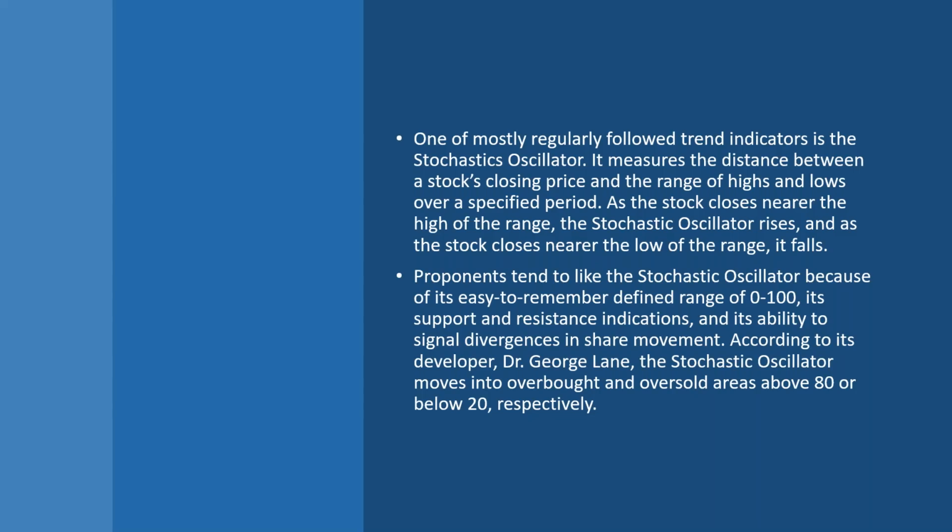So proponents tend to like the stochastics oscillator because of its easy to remember defined range of 0 to 100, its support and resistance indications and its ability to signal divergence in share movement. According to its developer, Dr. George Lane, the stochastics oscillator moves into overbought and oversold areas above 80 and below 20. So on the whole, all that you have to pay attention to is when stochastics falls below 20 or rises over 80. So you could think of between 20 and 80 as a dead man's range, but you can't ignore it either.